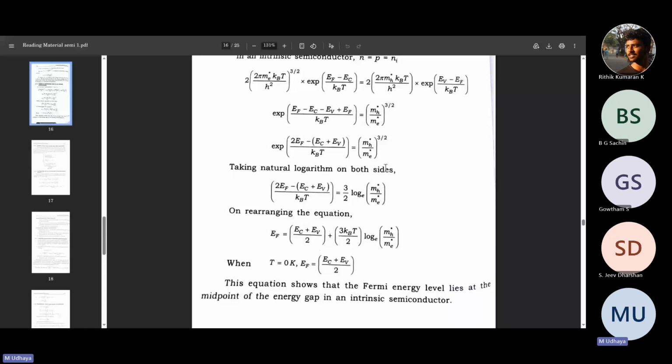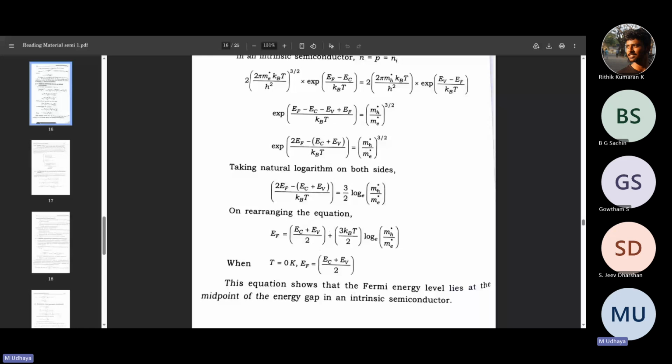From here, how will you derive? First of all, take logarithm because exponential is there. Log of (mh by me) power 3/2, so 3/2 will come outside. So 3/2 log of (mh by me) will come, and then kT is there, multiply it, so 3/2 kT will come. And then there is a minus of (Ec plus Ev), so let's put that to the other side; it will become plus of (Ec plus Ev). And then there is 2Ef here, so it will become divided by 2 on the right hand side. So it will give you the answer like this.